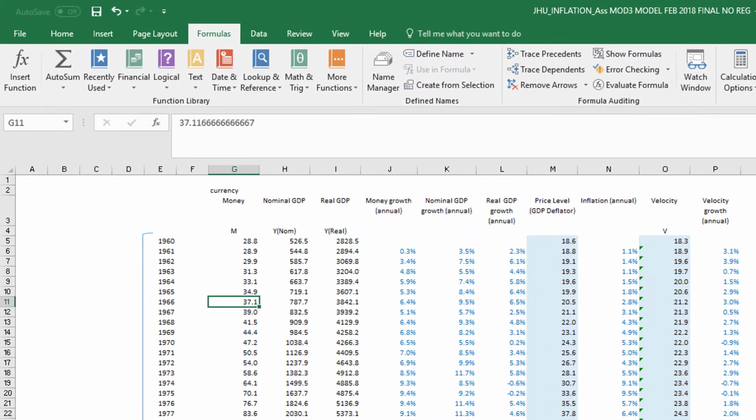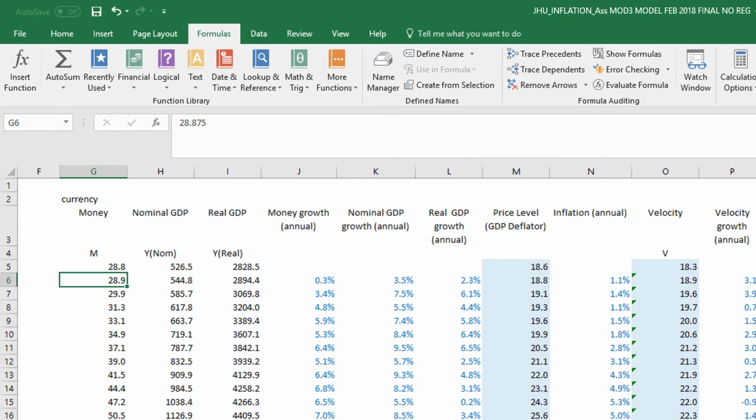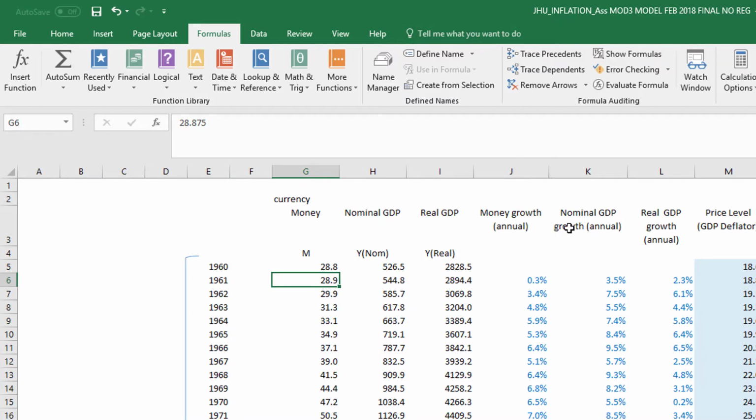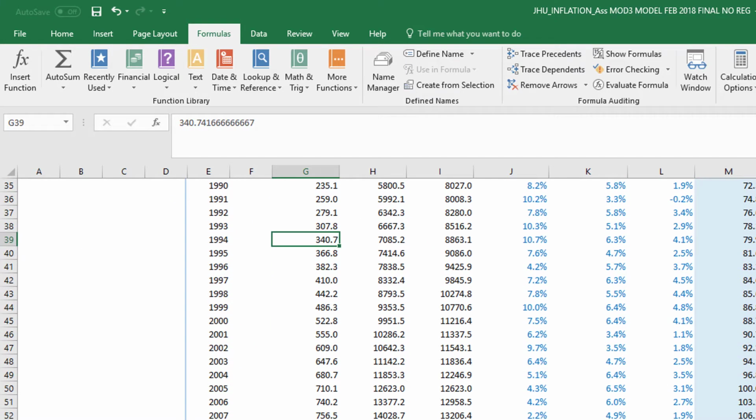Now, it's very simple in terms of what data we're going to be giving you. We're going to be starting you off with just three variables, and we'll be supplying you with this data: money, nominal GDP, and real GDP. And you can see that we're going through here.